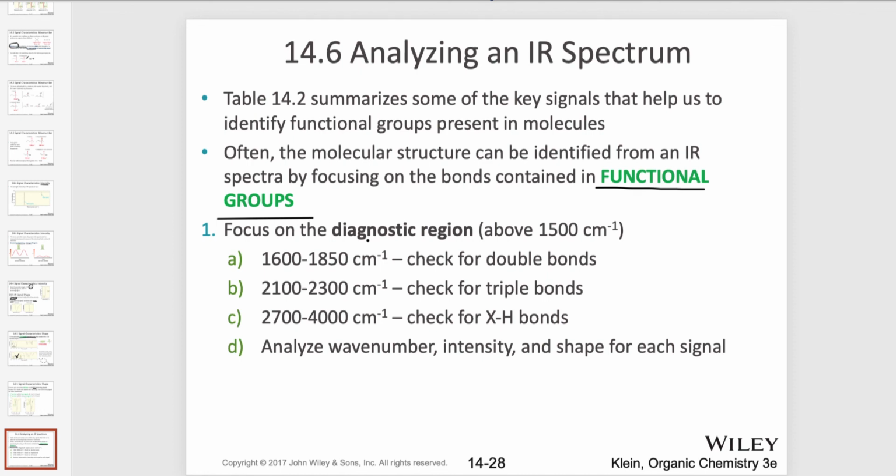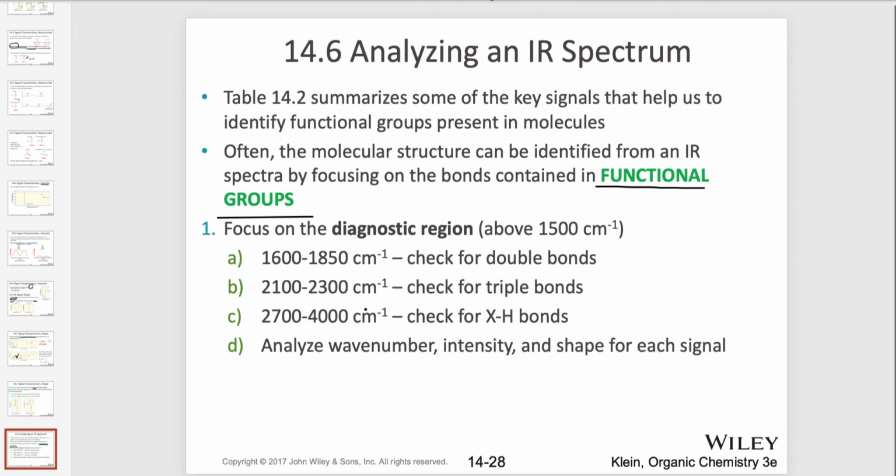So the diagnostic region is roughly 1600 to 1800 or 1600 to 1850. Check for double bonds: carbon-carbon double bonds, carbon-oxygen double bonds, carbon-nitrogen double bonds. Here, check for triple bonds. You only have two kinds: carbon-carbon triple bond, carbon-nitrogen triple bond. Unsymmetrical, remember that. And then we have the lighter bonds. They start actually at 2700 because we have the aldehyde group in there. More about that later. So you want to analyze the wave number, so where they are, the intensity, as well as the shape for each of those.